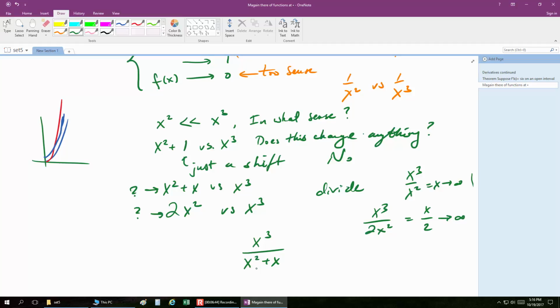It is a rational function. Well, let me try to refresh your memory. Say x cubed over, well, we were computing the limit. So limit of x cubed over x squared plus x as x goes to infinity. What is that we're trying to find?